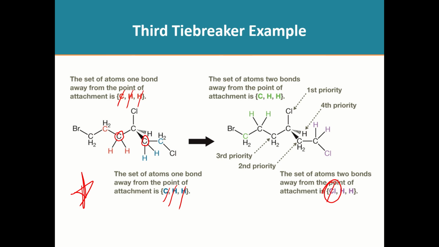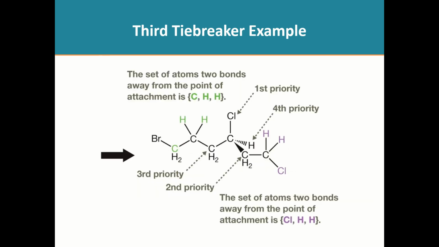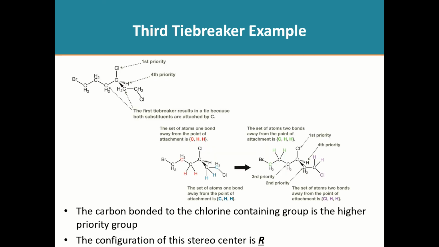And then we just go through and do our arrows. If that's 1, that's 2, that's 3, and 4, we see that we go 1, 2, 3. So we are going clockwise. That would make that an R. And that's what this slide is showing us here.